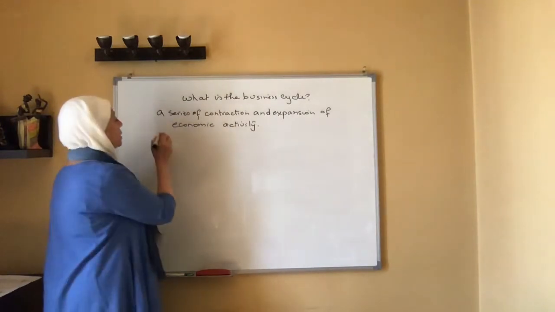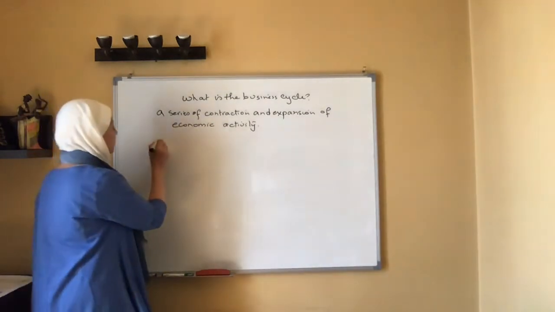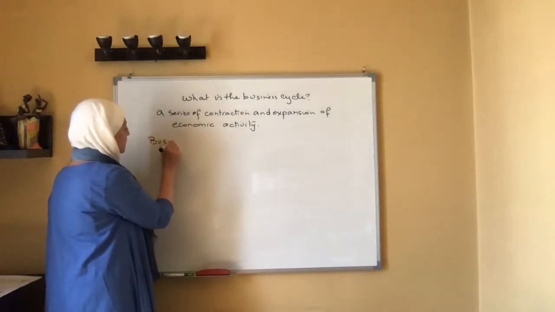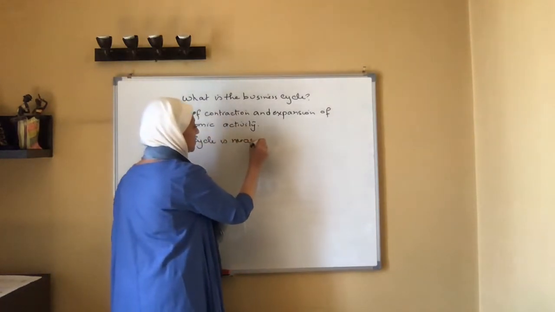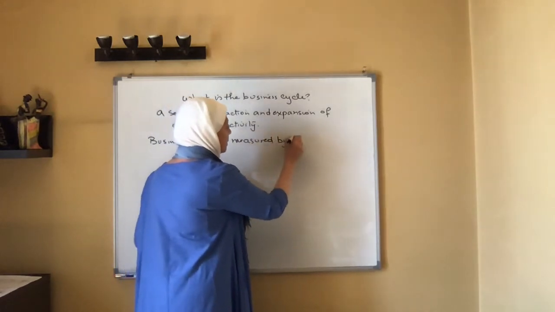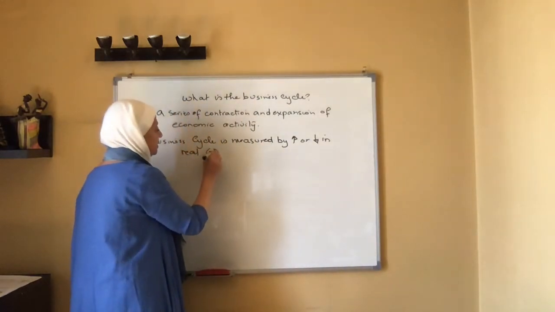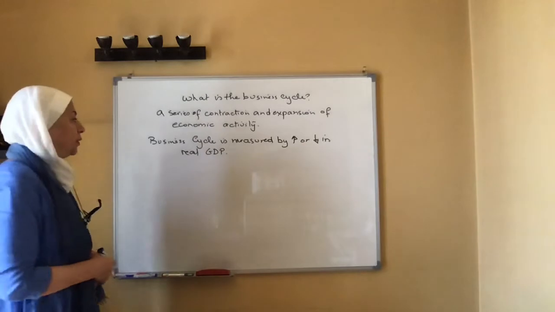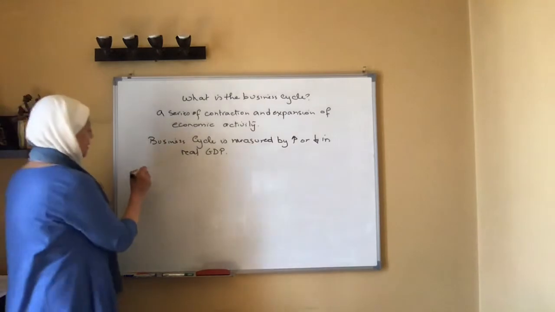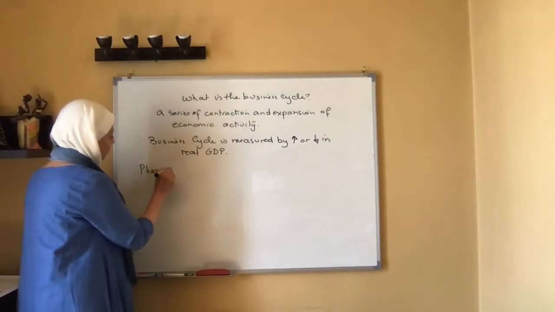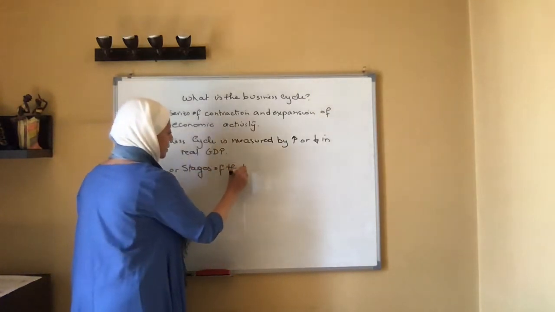The business cycle is measured by the increase and decrease in real GDP. The business cycle has 4 different stages or 4 phases.